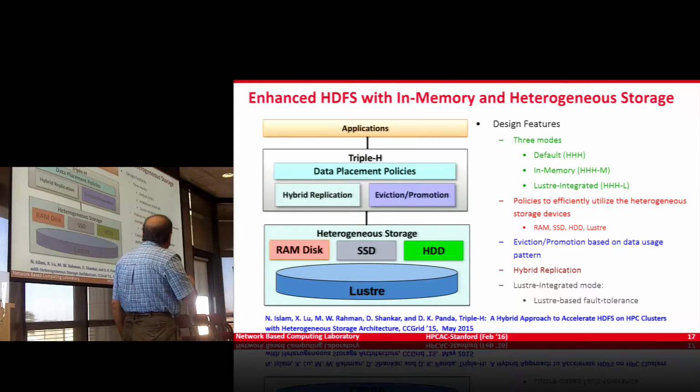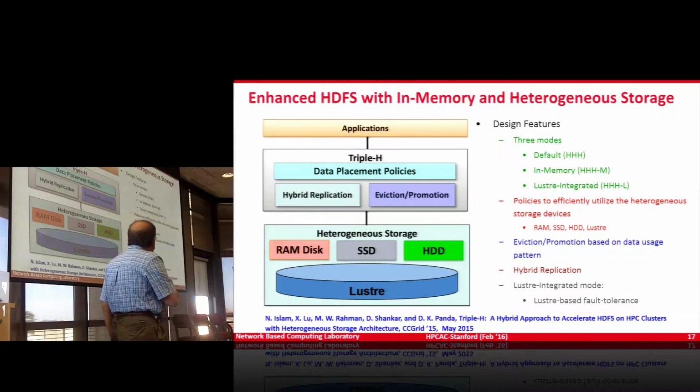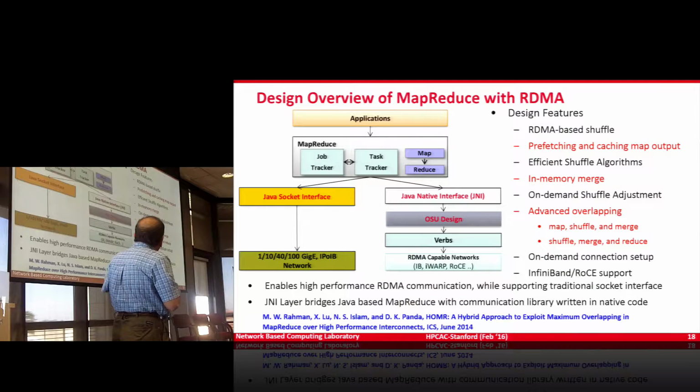Then there are different policies to utilize these heterogeneous storage devices. You can specify, okay, I want 50% of data to be on the SSDs, 30% in the RAM disk, remaining 20% in the hard disk. So there are all different configuration parameters. You can do some kind of hybrid replication. And similar kind of things we have done also for MapReduce.